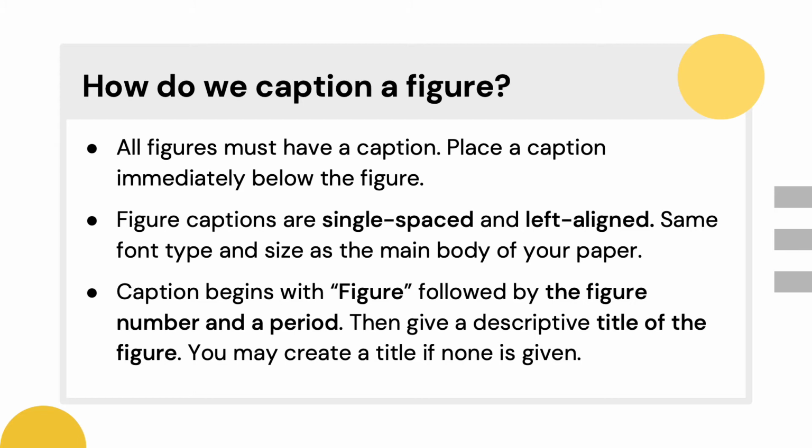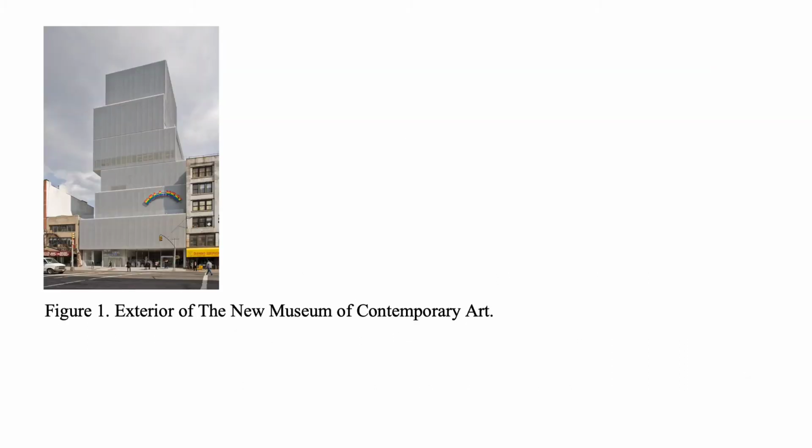Use the same font type and size as the main body of your paper. All captions should begin with figure, followed by the figure number and a period. Then write the title of the figure, followed by another period. If no title is given, you may create one that describes the image.